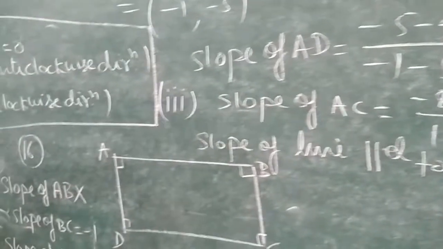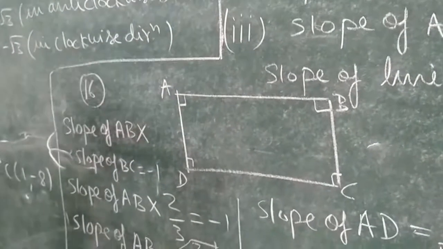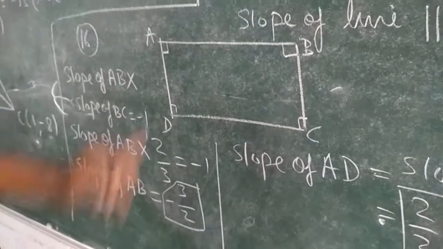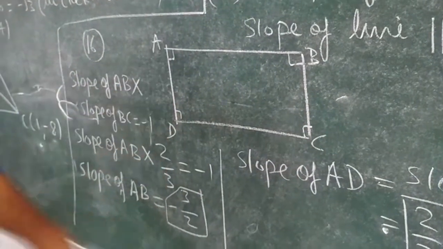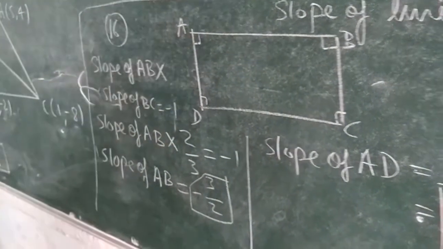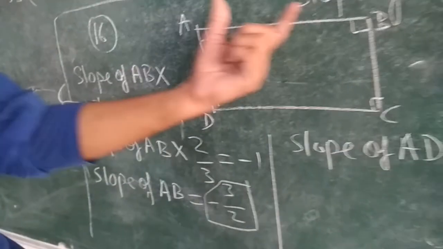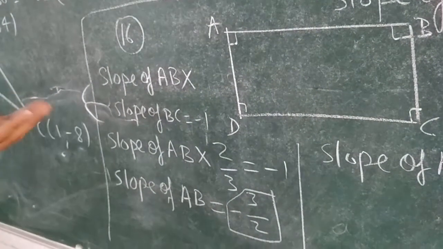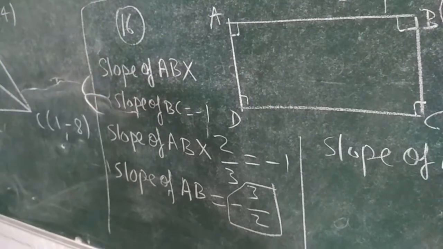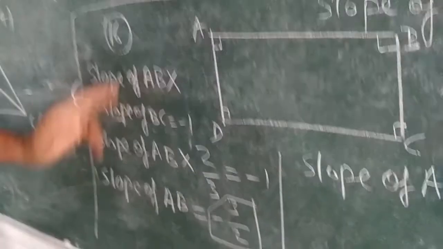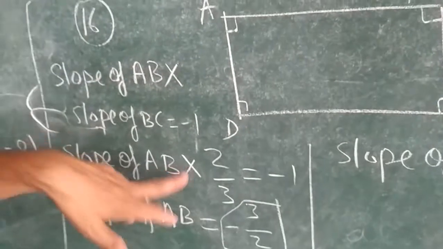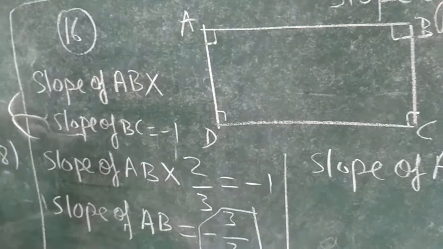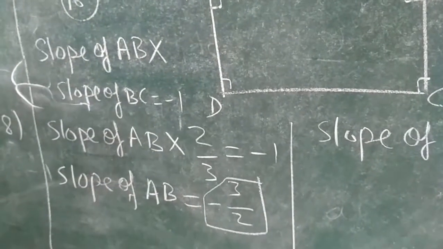Now the 16th question. A rectangle ABCD is given, and you know that in a rectangle each angle is 90 degrees. So the sides are perpendicular to each other. Now the slope of AB times the slope of BC equals minus 1 because the lines are perpendicular. So we will apply m1 m2 equal to minus 1. Slope of AB is same, into slope of BC, given in the question, 2 upon 3, equal to minus 1. The slope of AB equal to minus 3 by 2. So this is your answer.